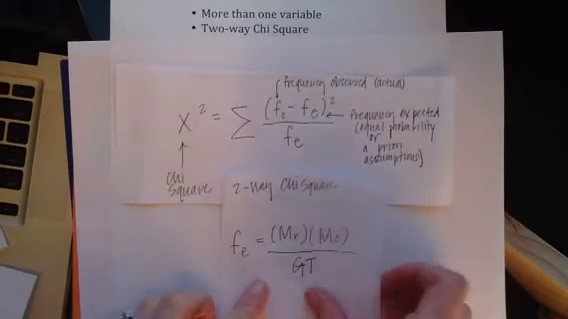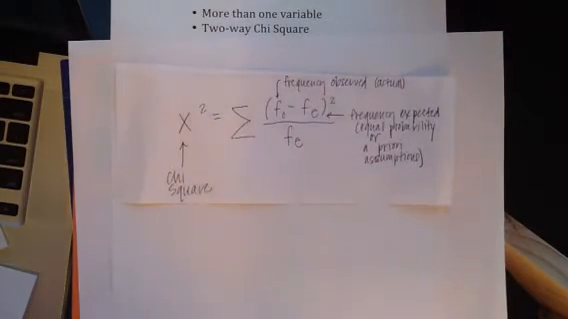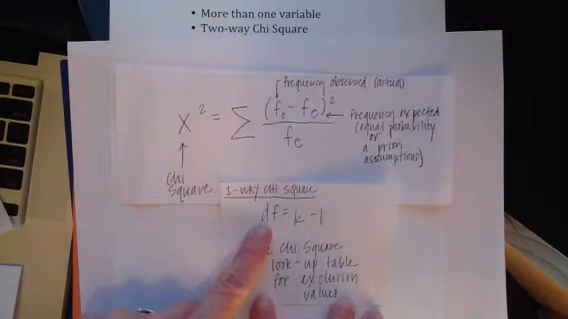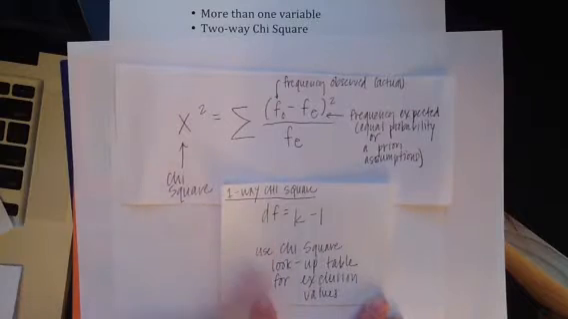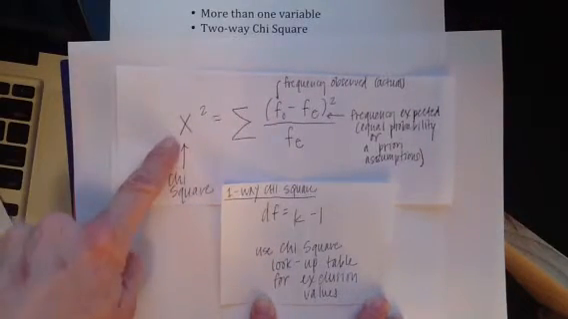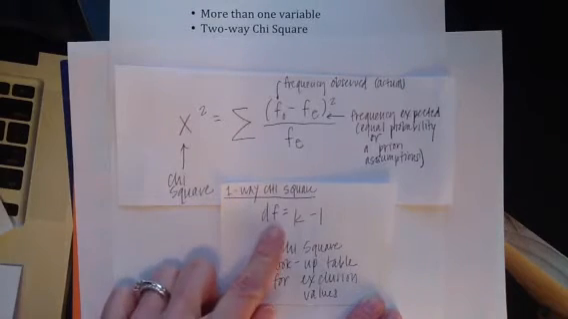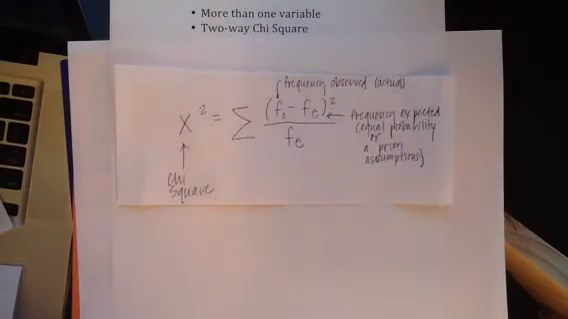All right, and then just like with the goodness of fit, you have to use your degrees of freedom in order to look up your chi-square in a lookup table to find out the exclusion value. So your degrees of freedom, oops, that's for one way, excuse me.